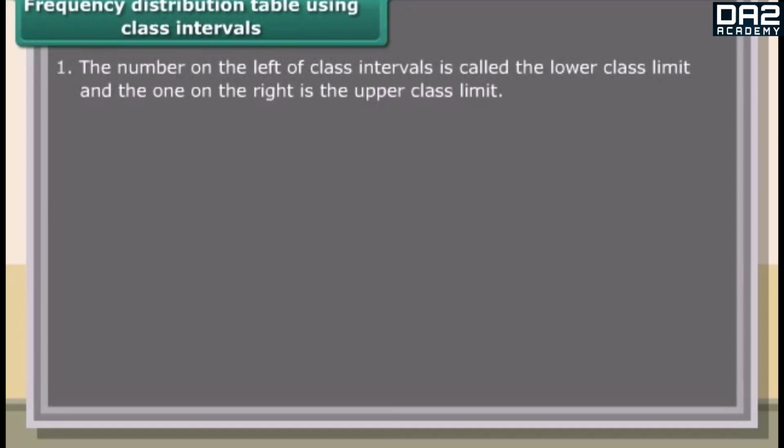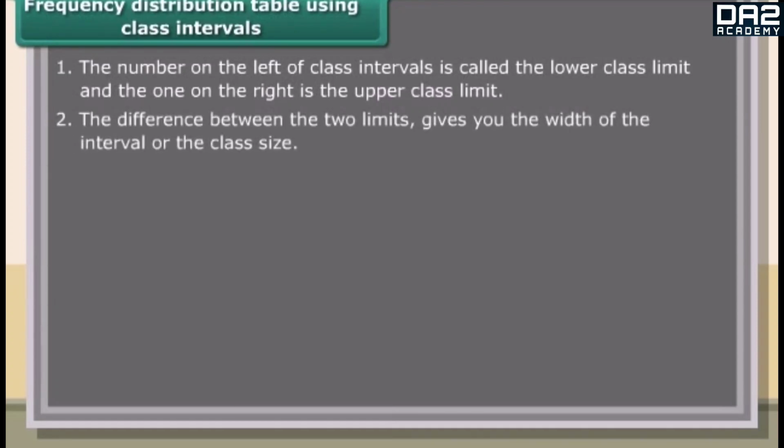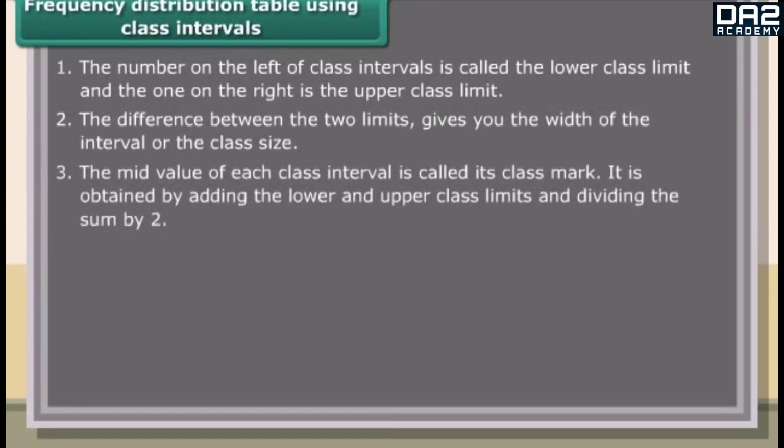1. The number on the left of a class interval is called the lower class limit, and the one on the right is the upper class limit. 2. The difference between the two limits gives you the width of the interval or the class size. The mid-value of each class interval is called its class mark. It is obtained by adding the lower and upper class limits and dividing the sum by 2.